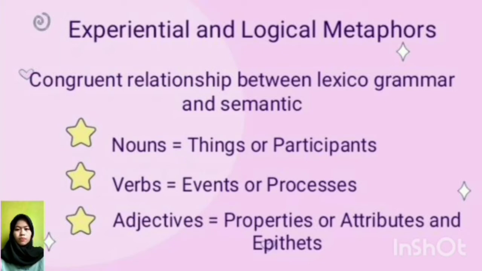Experiential and logical metaphors. The congruent relationship between lexical grammar and semantics: nouns are things or participants, verbs are events or processes, adjectives are properties or attributes, and epithets.